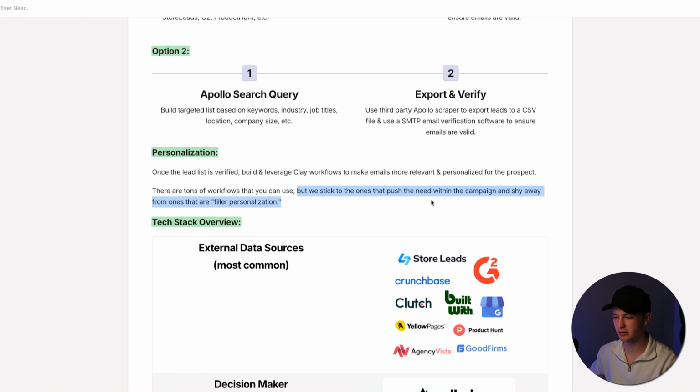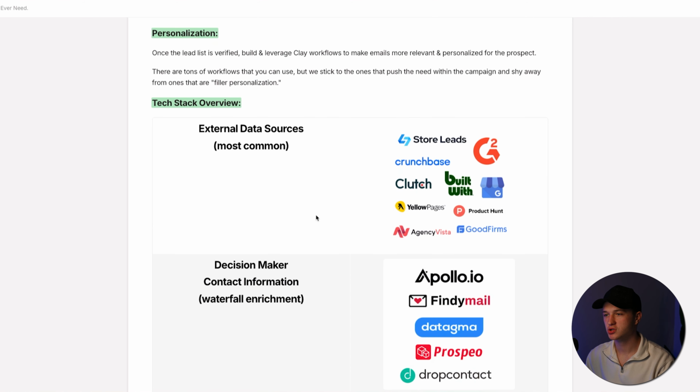So instead of saying some weird stuff like, "Hey, I saw you went to this school in this town and graduated in this year," you're able to say, "Hey, I saw your Nike Trailblazer sweater on the website, love the design," and stuff like that. And you're able to make it more human-like instead of just adding too much personalization, which is what we call filler personalization. So this is a tech stack.